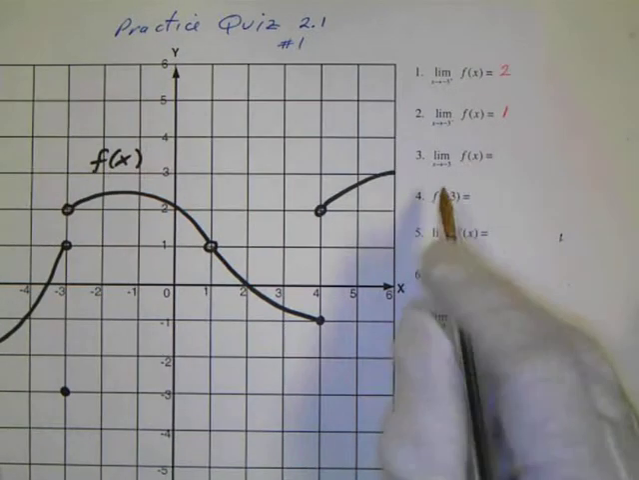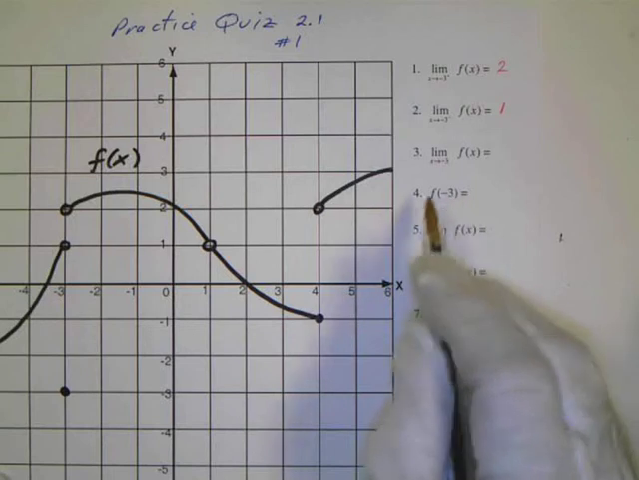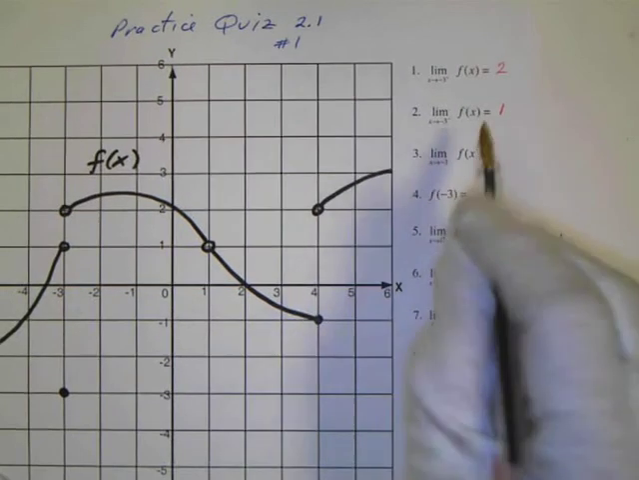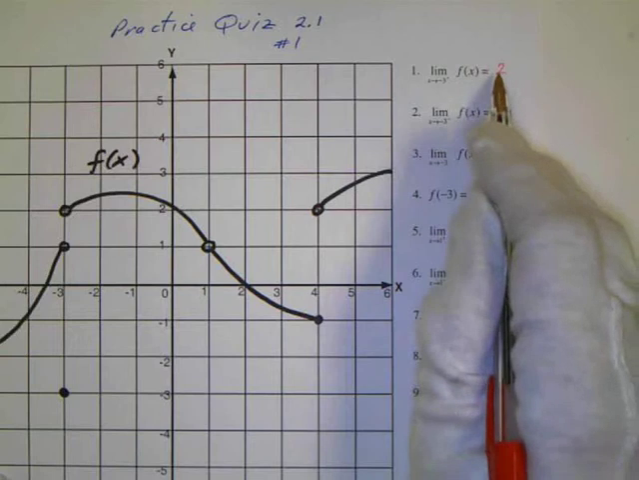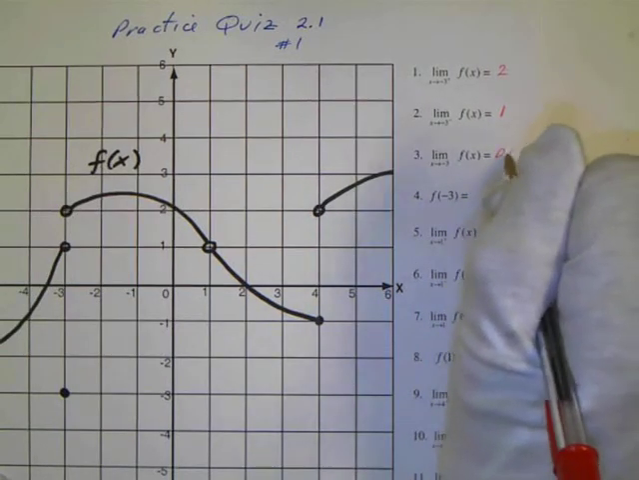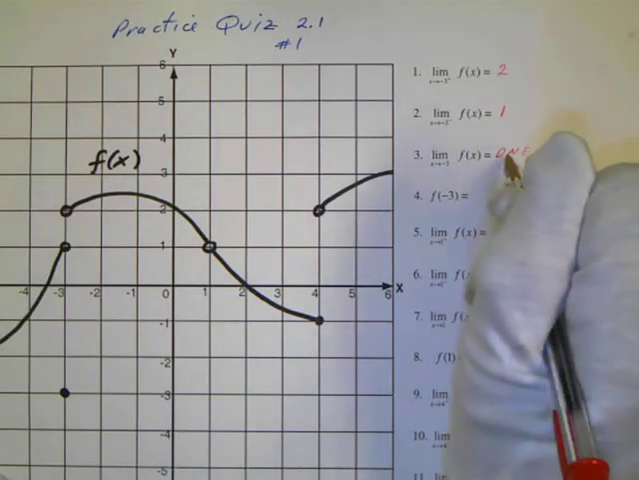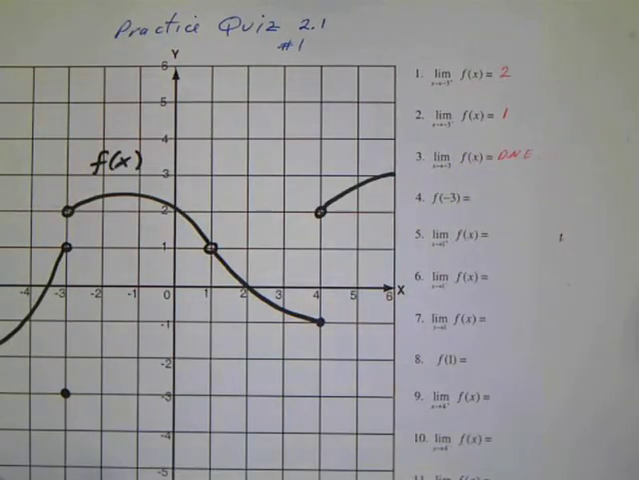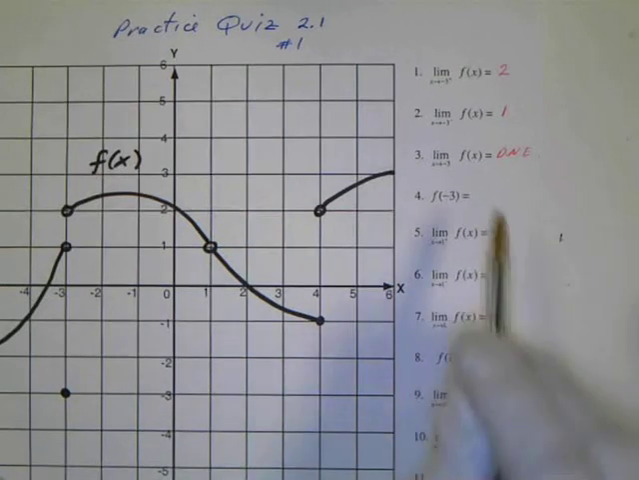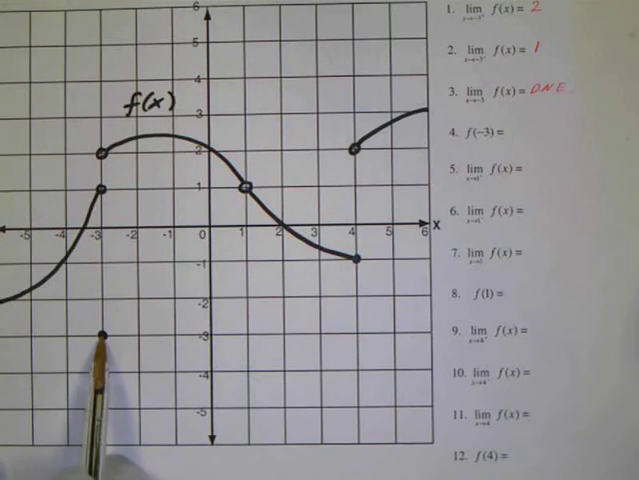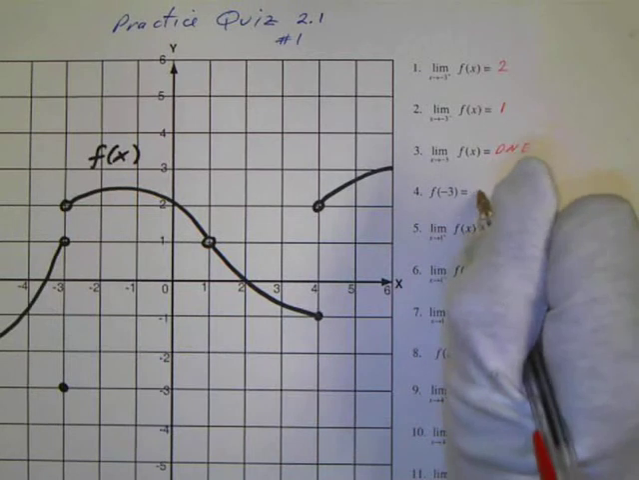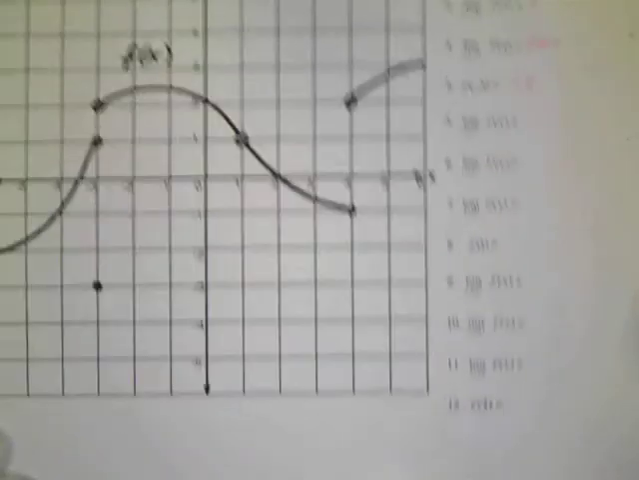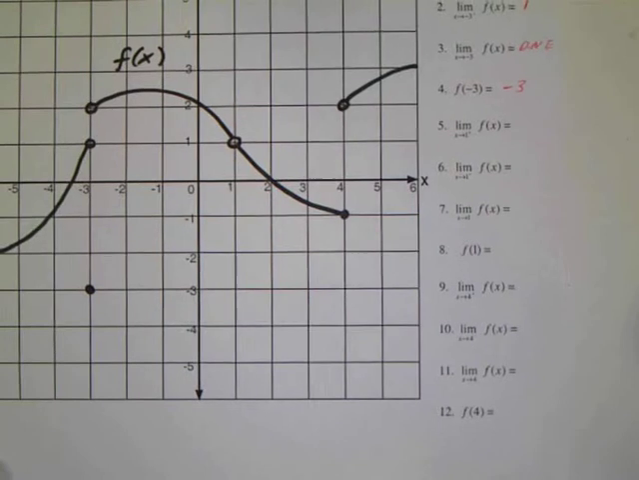Question number 3. What's the limit as x approaches -3? Well, is the left limit equal to the right limit? No. So it does not exist. Remember, in order for it to have a limit as x approaches -3, the left and the right-hand limits not only have to exist, they have to be equal to each other. And what is f of -3? Well, that's whatever value I have at -3 for the function. Looks like I've got a little dot over there, and that happens to be -3.